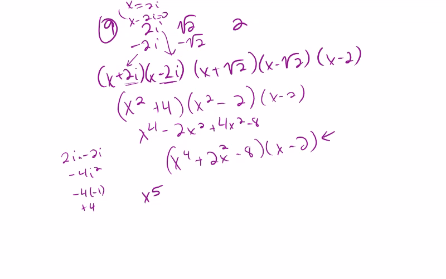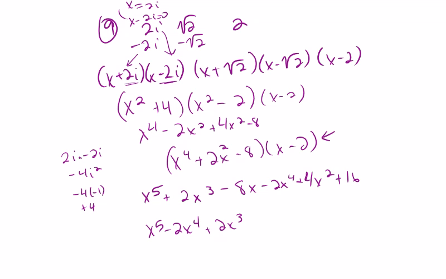X to the 5th plus 2x to the 3rd minus 8x minus 2x to the 4th plus 4x squared plus 16. Okay, and then we put them in answer. Remember, we start with the highest one and we put them in descending order. So x to the 5th minus 2x to the 4th plus 2x to the 3rd plus 4x squared minus 8x plus 16.